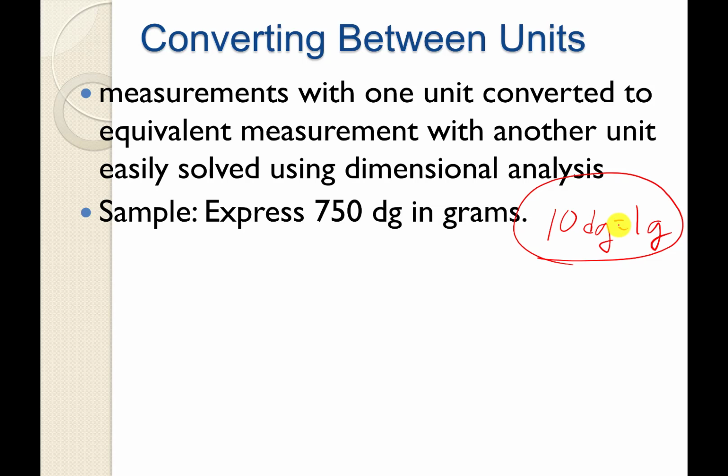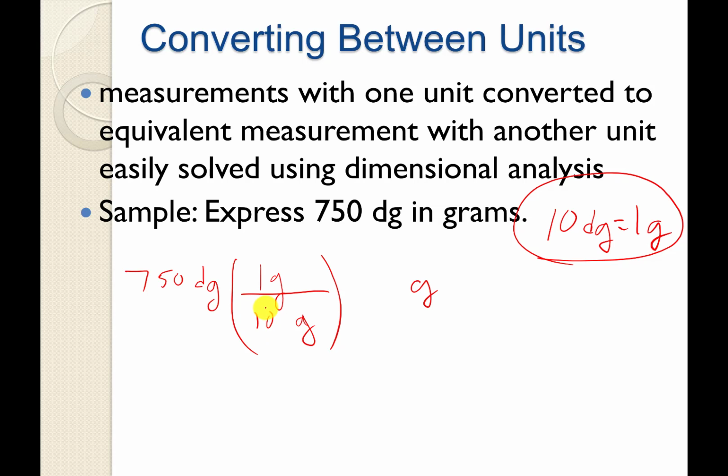Okay, welcome back. Let's see how to do it. We are given 750 decigrams, and we want our answer in grams. All right, so all we do is we take 1 gram on top divided by 10 dg on the bottom. I just like to put parentheses around these myself.